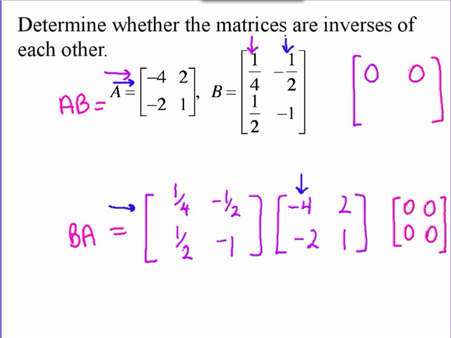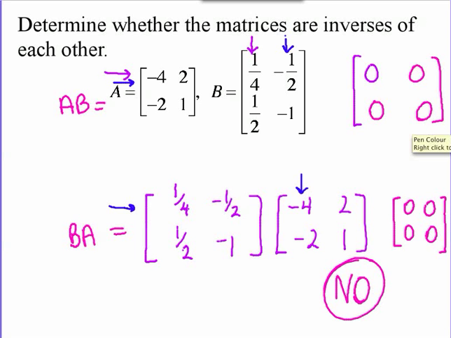What did you guys come up with for the next one? When you multiply these, A times B, you got 0, 0, 0, 0. B times A, you got 0, 0, 0, 0. Are those inverses of each other? No. Why not? There's no ones. In order for them to be inverses, you would have had to have gotten this. And you didn't. Yes, you do need to check both ways.